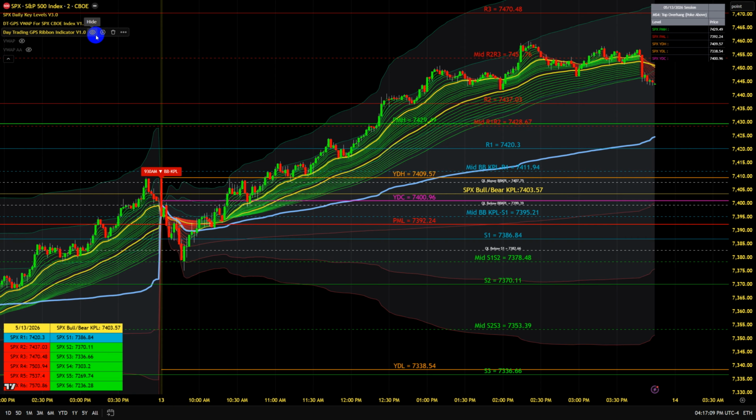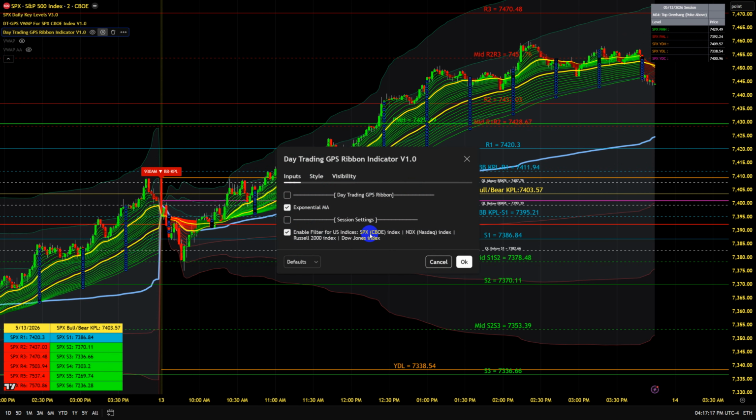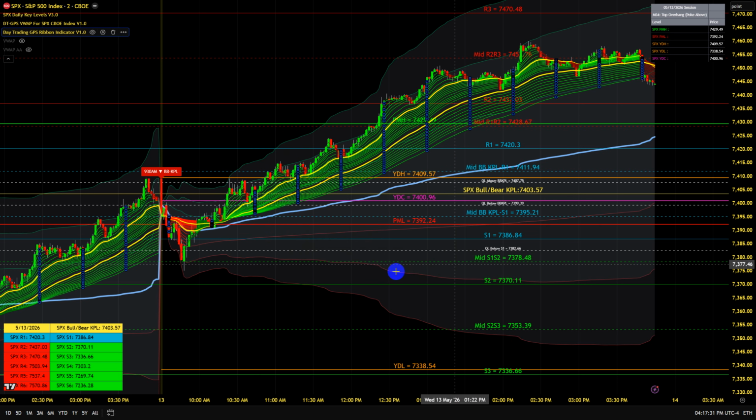So our ribbon indicator is different than the standard ribbon indicator in that it has a filter for US indices. So that's going to be a filter for SPX CBOE as well as XSP, the mini index, Nasdaq NDX, Russell 2000 index, and Dow Jones index. So you can see here we have the filter turned on. So it resets the filter at 9:30. And this can come in very handy, especially when you get reversals right off the bat like this, and either keeping you out of bad entries or confirming what's actually really going on at the open.